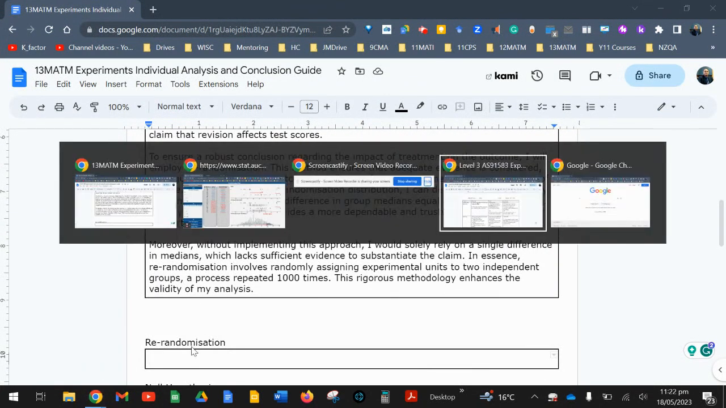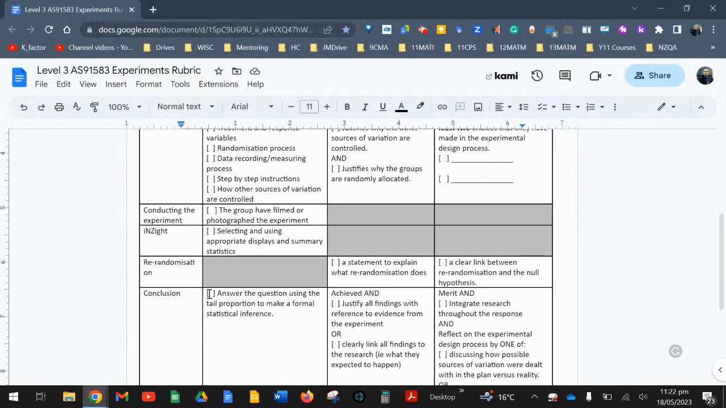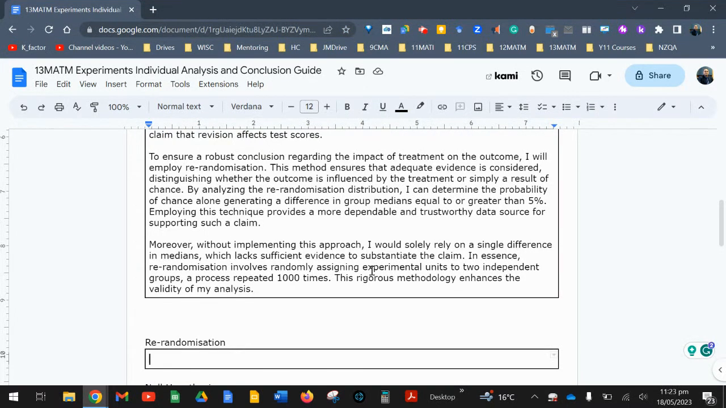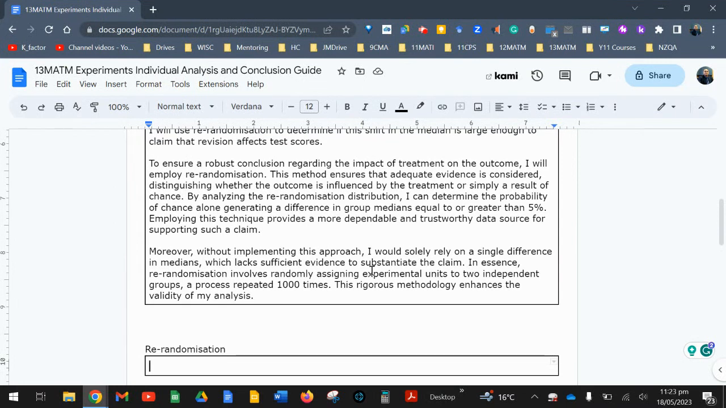And if you look at the marking rubric, it says here you're writing a statement to explain what re-randomization does. When it says a statement, it doesn't mean a sentence, okay? You gotta do quite a bit of writing. And you're gonna clearly link this to the null hypothesis. The null hypothesis, by default, is you stating the chance is at play.